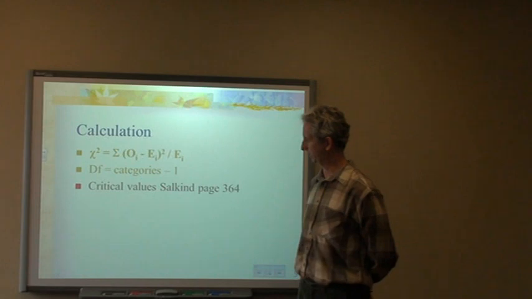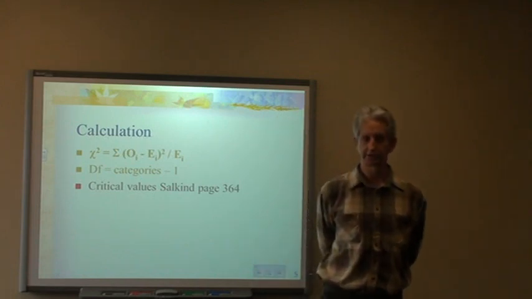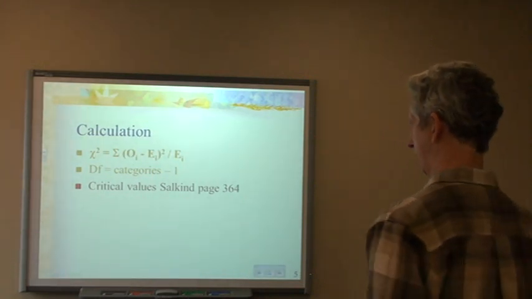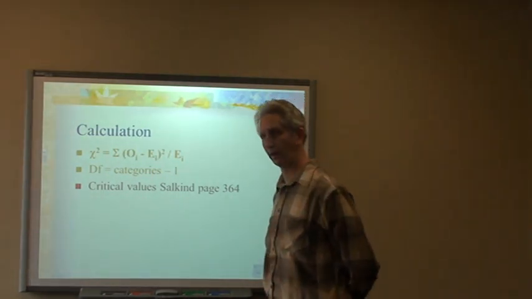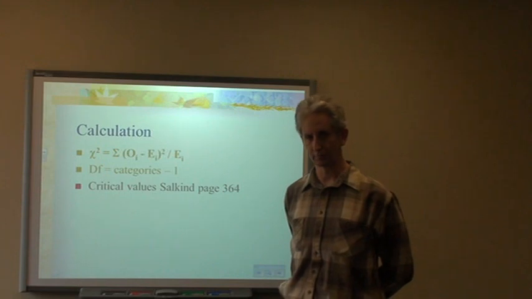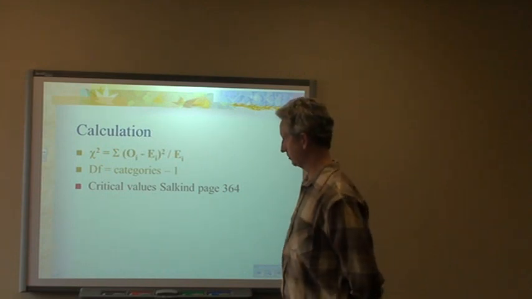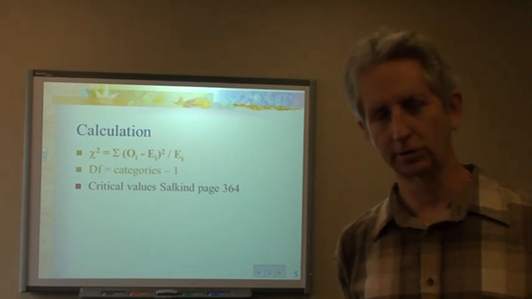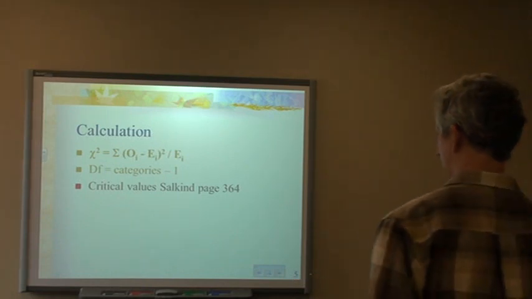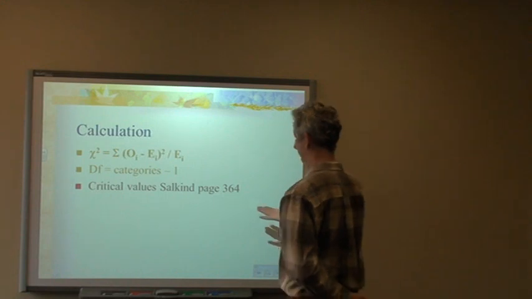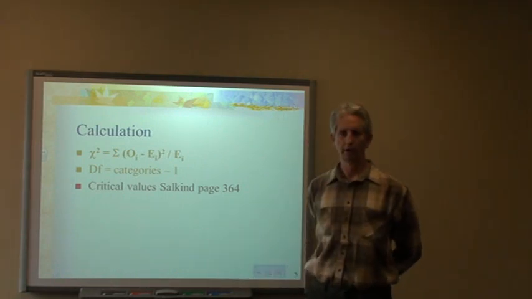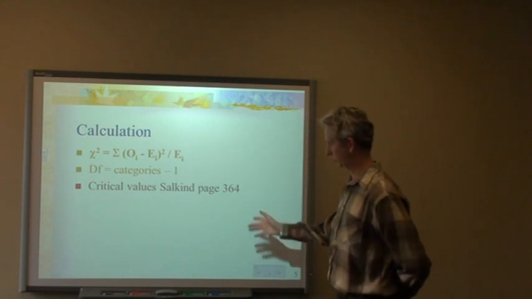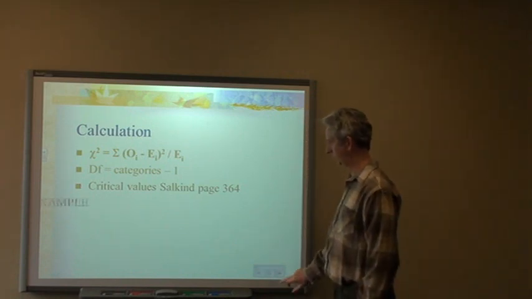And then one looks up the critical values on page 364 of the Salkind text. That provides a series of critical values under different type 1 error rates and for different levels of degrees of freedom. And those are the critical values, whether it's the contingency analysis or the goodness of fit analysis. You can also download chi-square critical value tables from the internet. The Salkind text has one, but you can get others from other sources as well.